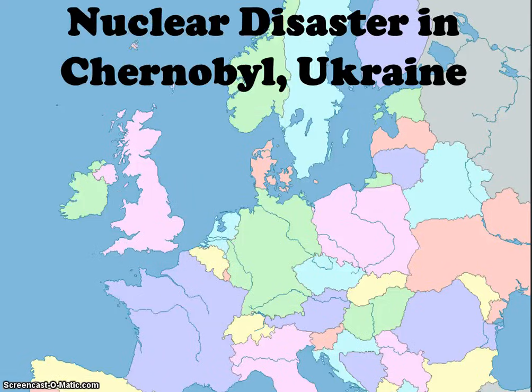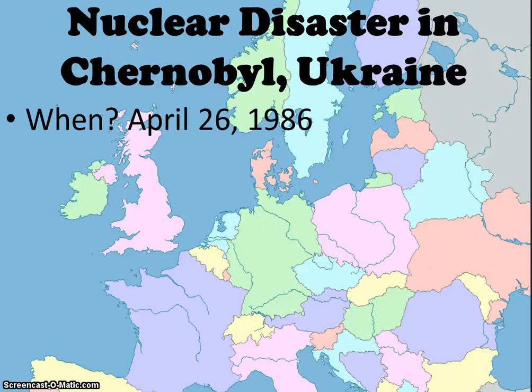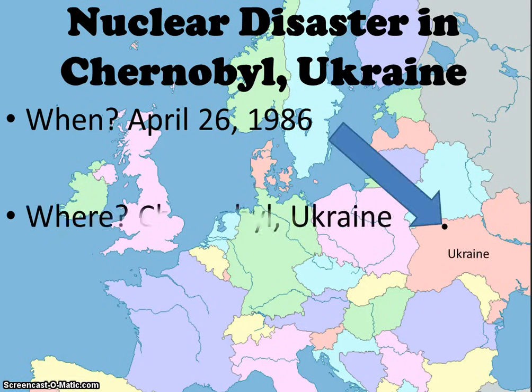Let's first focus on the nuclear disaster in Chernobyl, Ukraine. As you can see, it occurred on April 26, 1986. And if you look at the map, it shows you not only where the Ukraine is located, but the city of Chernobyl is in the northern part of the country. That becomes an issue when we explore this a little bit more based on location.